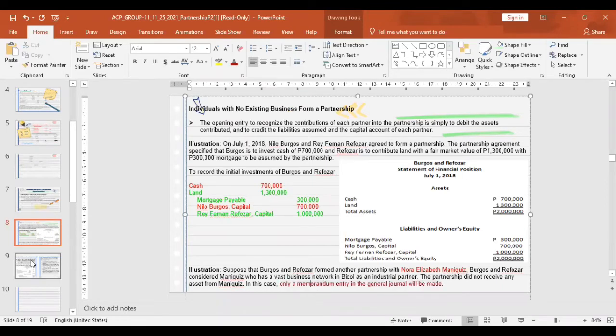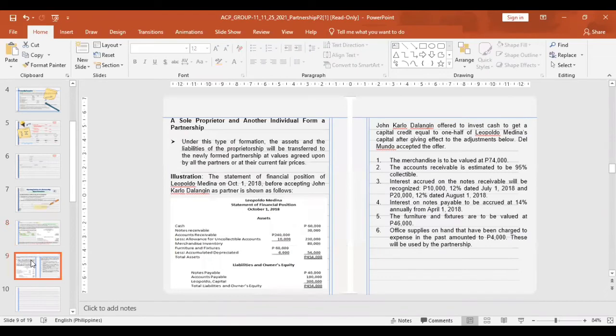Yan. So next naman tayo. Sole proprietorship and another individual form a partnership. So isang may business, yung isa naman is wala. So under this type of formation, the assets and liabilities of the proprietorship will be transferred to the newly formed partnership at any values agreed upon by all the partners at current fair market value prices.